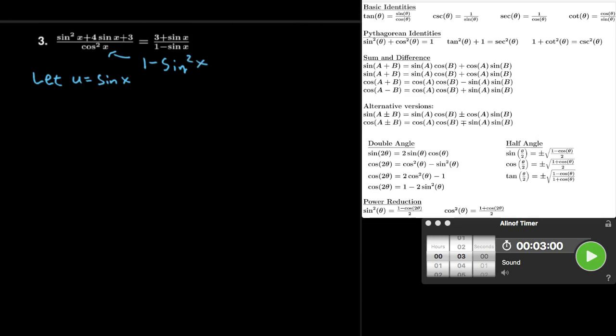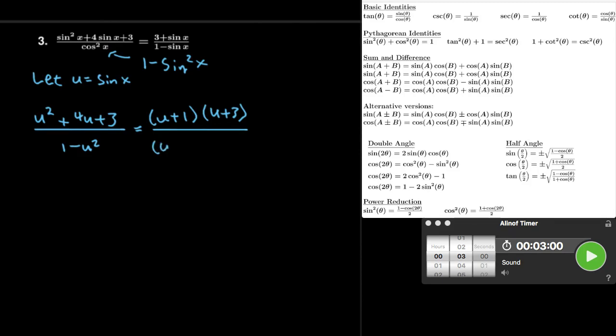So what's going to happen is we get that divided by that. So this thing can factor, and it'll factor into that, which should be u plus 1 times u plus 3. I'm pretty sure you can do this by now. Again, one of those things where if not, then yikes.